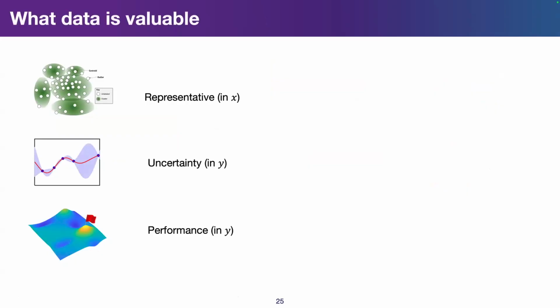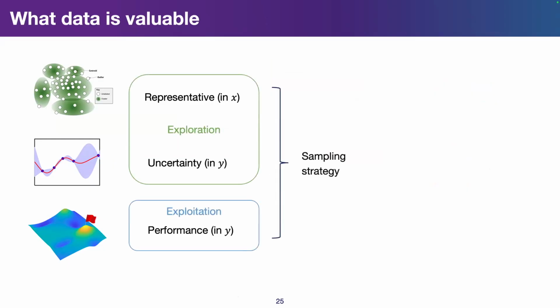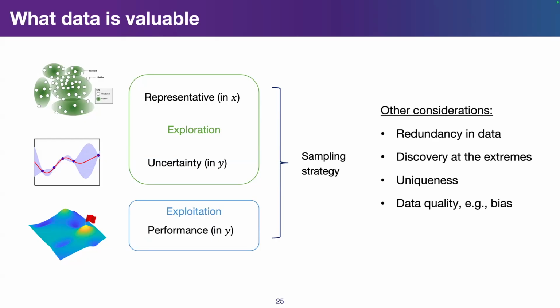There are many criteria to guide data acquisition. These are the three most commonly used ones. We want data to be representative in the input space. We want to reduce the uncertainty in the target space, and we want high performance if the target is to be optimized. We often call the previous two exploration and the third one exploitation, and they have been the backbone for many sampling strategies. But this is not the end of the story. There are for sure other considerations, for example, the uniqueness in data and the quality of data, which is the focus now.